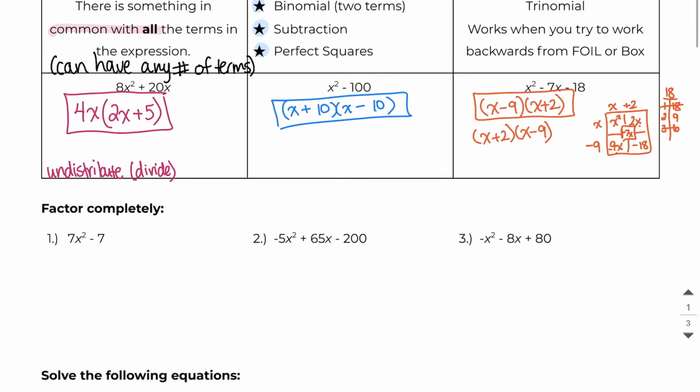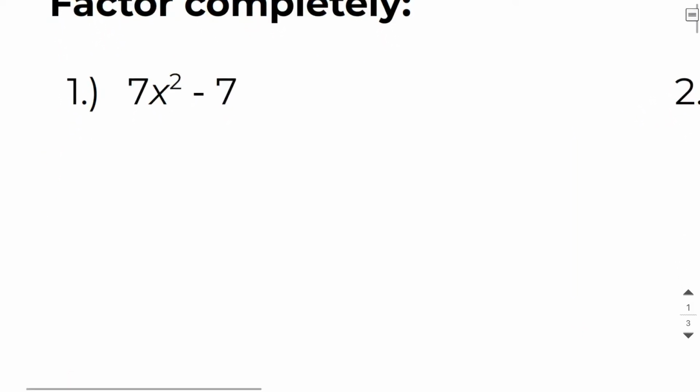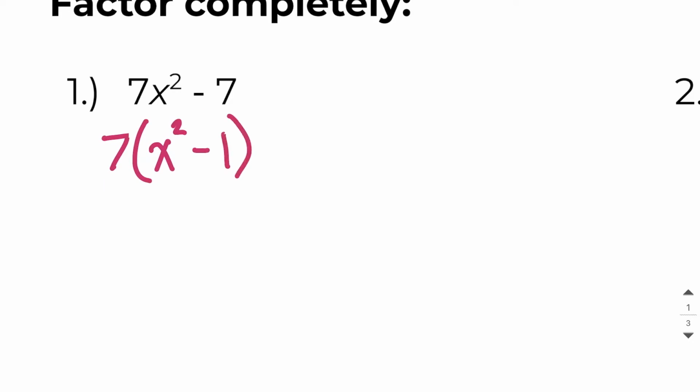So in our first example right here, 7x squared minus 7, first thing I ask is is there a GCF? And yes, there is. There's a 7 in common. They're both divisible by 7. So when I factor a 7 out, I'm going to divide these two terms here: 7x squared divided by 7 gives me x squared, and then negative 7 divided by 7 gives me negative 1. So I factored out my GCF.